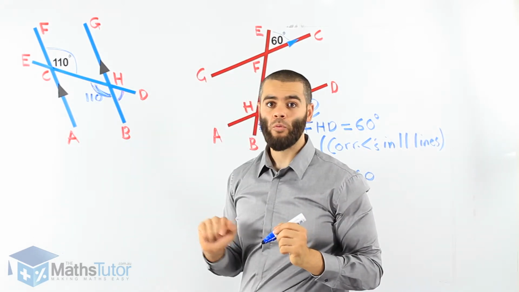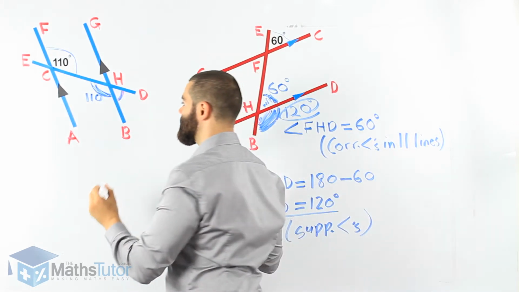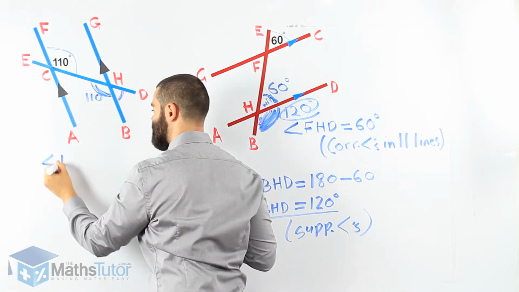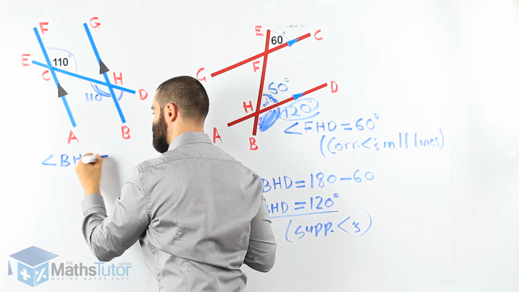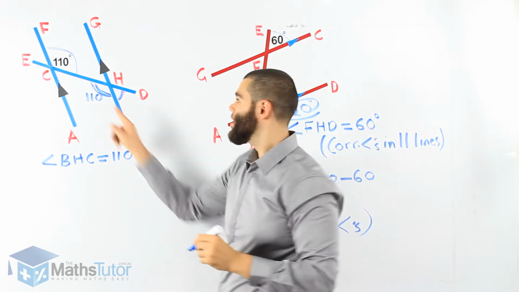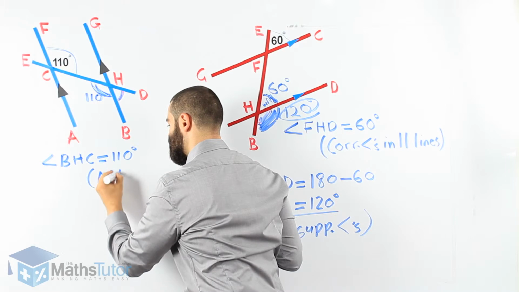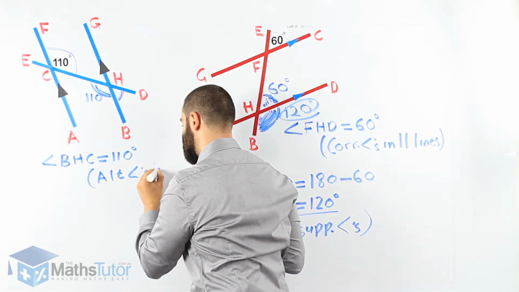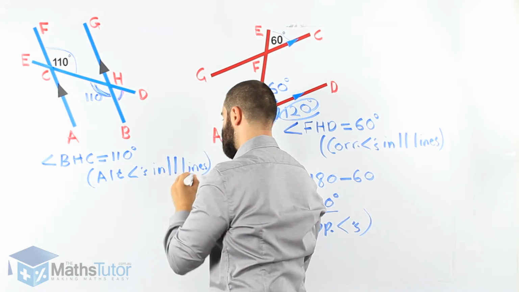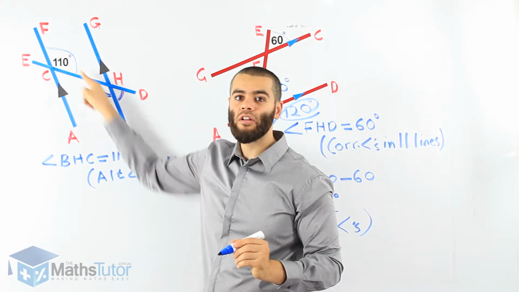So we have to write that down. We can't just work it out. We have to actually write it down as part of our working and our reasoning. So angle BHC, angle BHC is 110. Why is it 110? It is alternate angles. So we have to write our reason. Alternate angles in parallel, that's the parallel sign, lines. So angle BHC is 110 degrees, alternate angles.